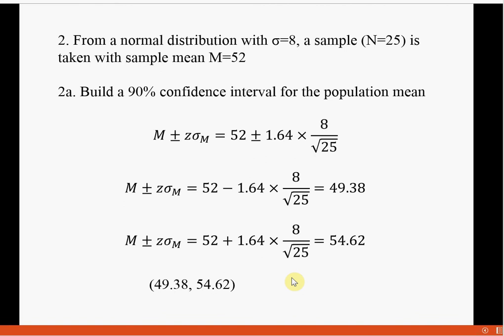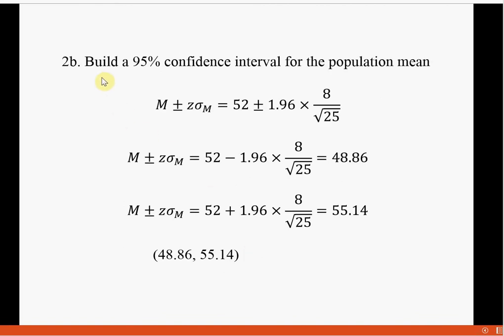Then you proceed to build a 95% confidence interval, and here again, the only thing that changed from the first question is the sample size. Everything else is the same. Then you complete the two separate calculations and obtain the lower bound and the upper bound.